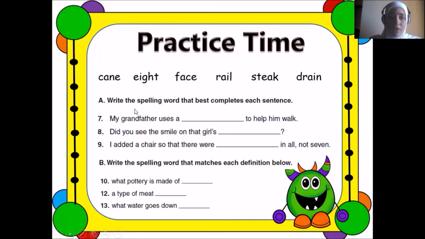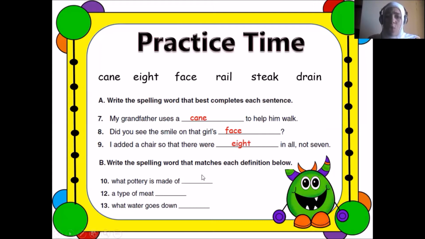Also, let's continue here. Write the spelling word that best completes each sentence. We have here cane, ate, face, rail, steak, and drain. My grandfather uses a cane to help him walk. What does my grandfather use? A cane. Did you see the smile on that girl's face? Where do we see the smile? On the face. Nine, I added a chair so that there were eight in all, not seven. So in order not to become seven, I added one, so they become eight.